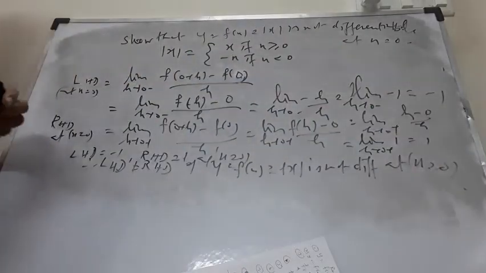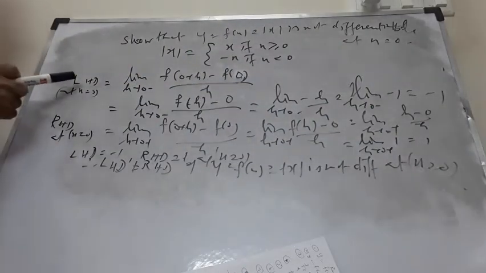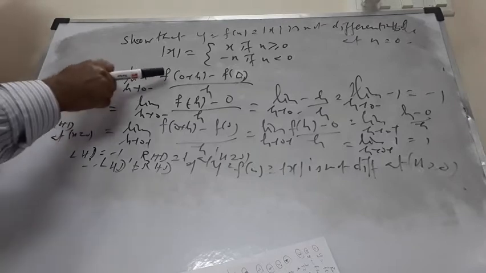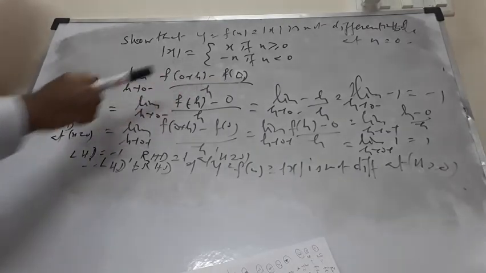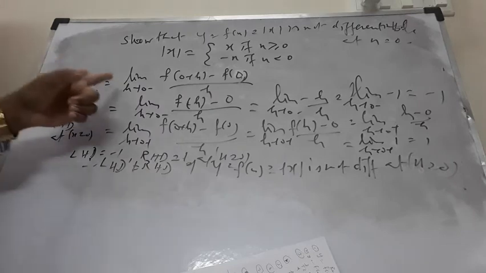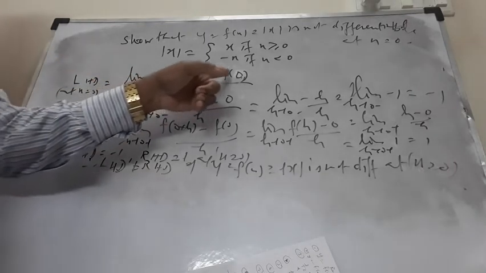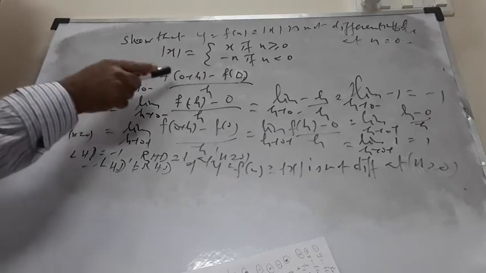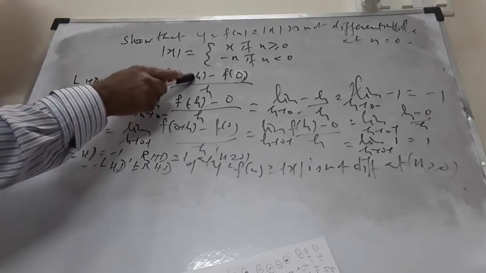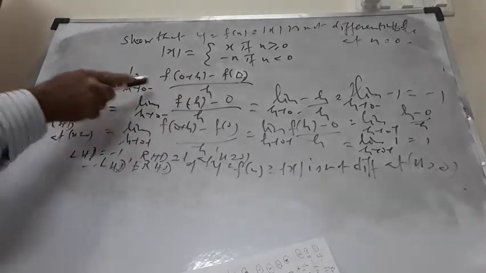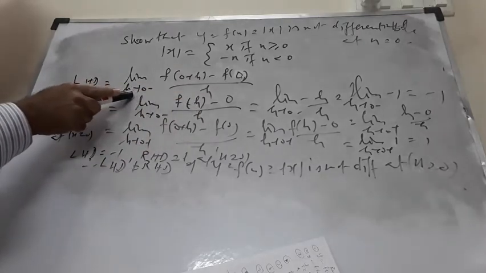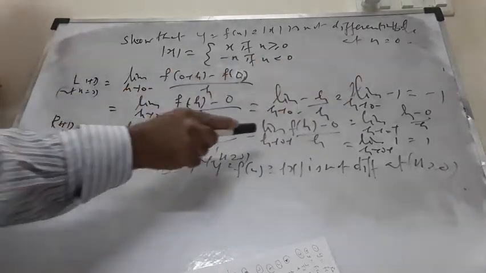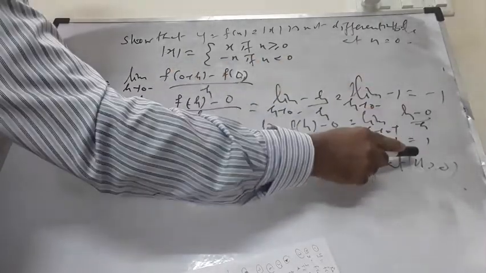Let me repeat the whole process. Let me think about LHD at x equal to 0. Limit h tends to 0 minus of f of 0 plus h minus f of 0 by h. I already told you limit h tends to 0 minus of f of a plus h minus f of a by h is the left hand derivative at x equal to a. Instead of a, I have 0 here. Now this reduces to f of h minus 0, but h tends to 0 minus means it's a quantity below 0. It reduces to minus h by h, which is minus 1. Similarly here, f of h is plus h by h, which is 1.